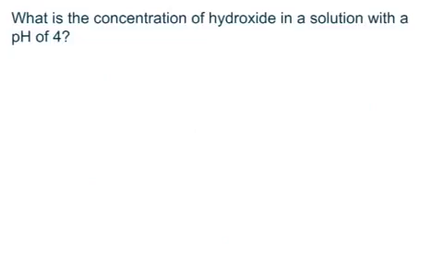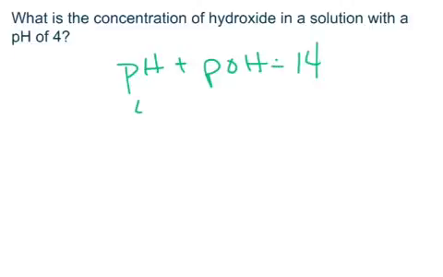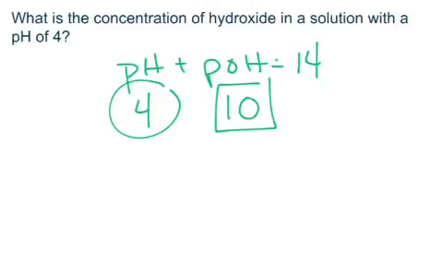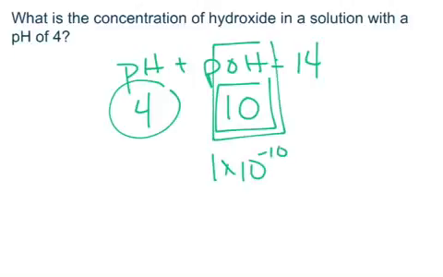If you're solving a question like this: what is the concentration of hydroxide in a solution with a pH of 4? We can't really get there directly with pH, but what we do know is pH plus pOH equals 14. So if we know pH is 4, then the pOH has to be 10, which means that the concentration of hydroxide is 1 times 10 to the negative 10 molar.